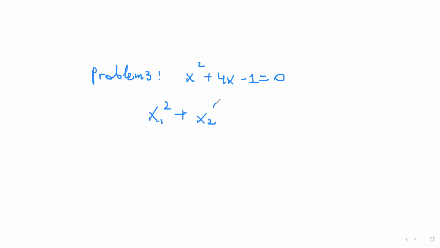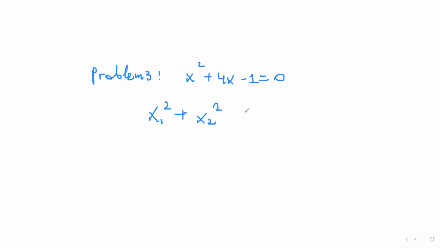Let's see another problem of this type. Let's suppose problem 3. In this problem, we again have a more difficult case, which is also common in exams. Suppose we are given x squared plus 4x minus 1 equals 0. Let's try to find the value for this expression, x1 squared plus x2 squared.